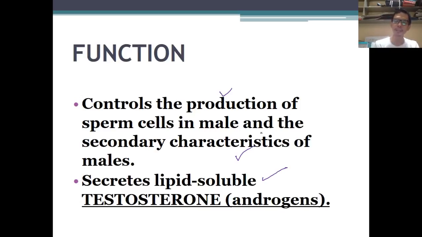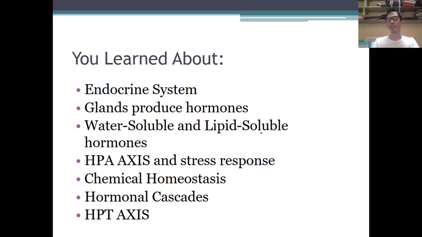So with that, today in this discussion, you have learned about the endocrine system, the parts and function of the endocrine system. We also talked about how the endocrine glands are the ones that produce hormones. These hormones are not created equal. There are hormones that are water soluble, which means that they cannot enter freely through the cell membrane, and there are lipid soluble hormones, which can enter freely through the cell membrane.